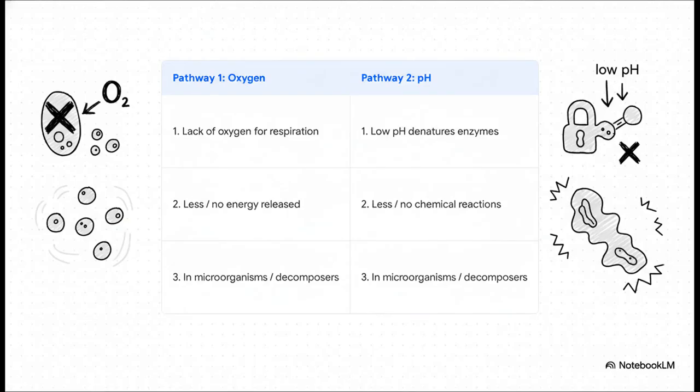Now, this is where it gets really interesting. The official mark scheme actually gives you 2 completely different ways to get full marks. You could go down the oxygen pathway. There's no oxygen for respiration, so the microorganisms doing the decay can't release any energy. Or you could take the pH route. The low pH wrecks the enzymes in those decomposers, so the chemical reactions of decay just stop. Either path gets you all 3 marks.